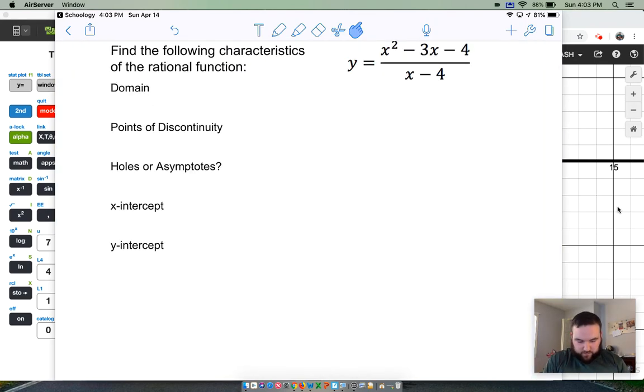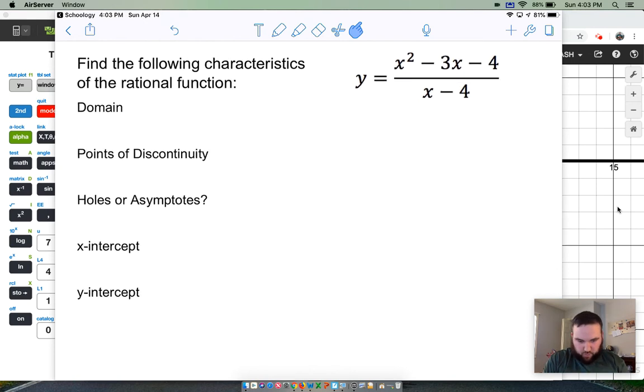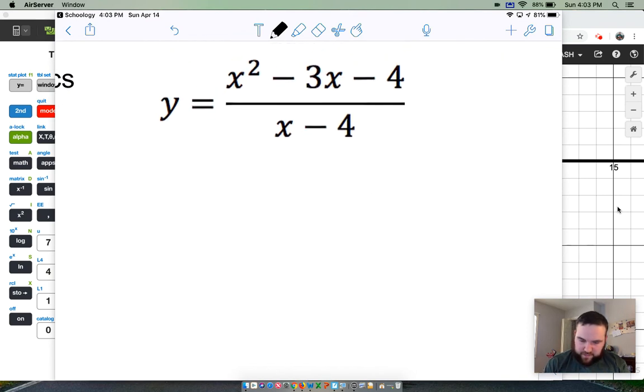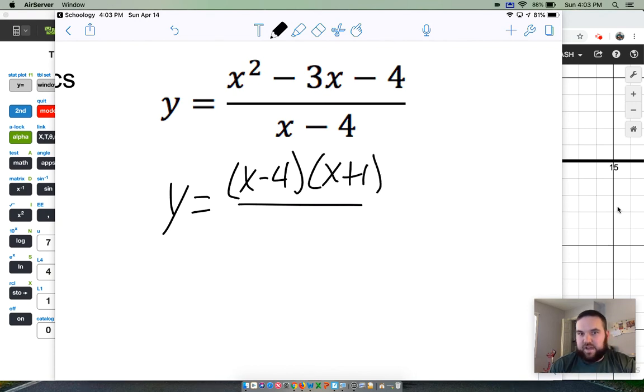Okay, last one we're going to take a look at. So we'll take a look at two more, one of them that you can try on your own. Here, again, I want to start by factoring the top and the bottom. So I have x squared minus 3x minus 4. That means I want factors of negative 4 that add to negative 3. So the top is going to factor as (x minus 4) times (x plus 1). And on the bottom, I have still just x minus 4.